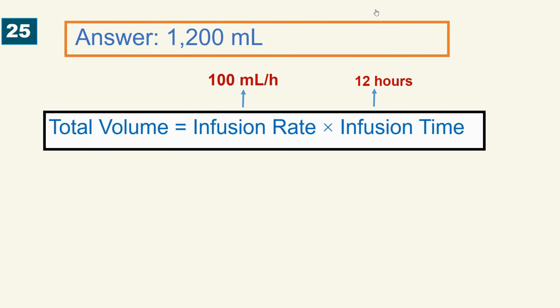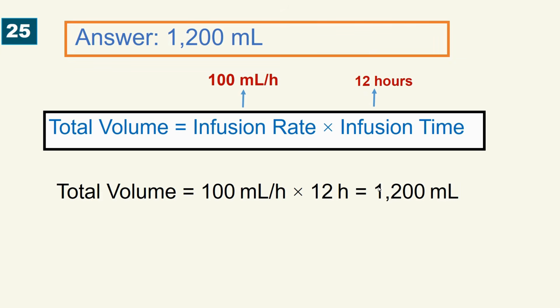So here the formula is total volume equals infusion rate times infusion time. So here in the question, the infusion rate is 100 mils per hour, time is 12 hours. So if you do that, it comes to be 1200 milliliters. So therefore, your correct answer is 1200 milliliters.